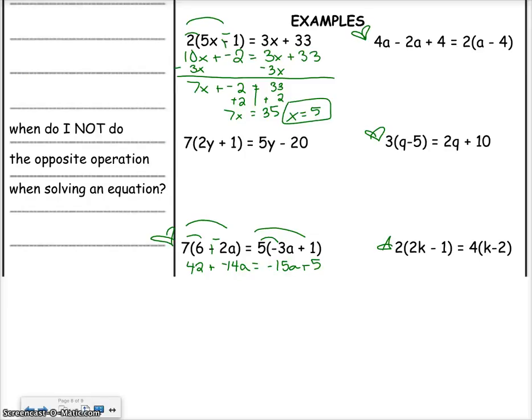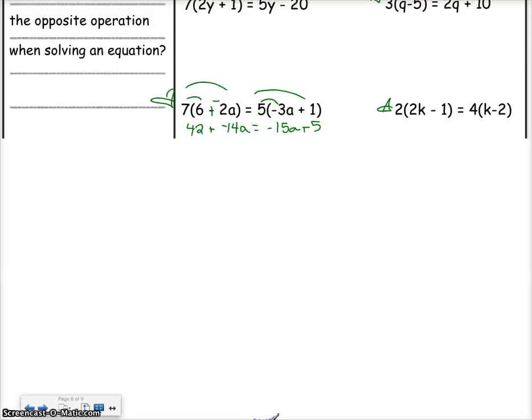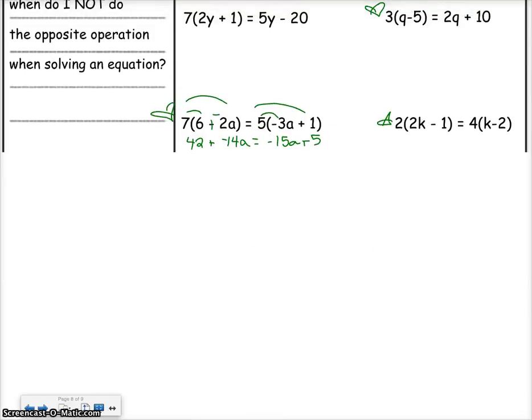Then I get my variable to one side. So you move your smaller one. Which one is smaller, negative 14 or negative 15? Negative 15 is smaller. The more negatives, the smaller it is. It doesn't matter which one you move, but it's nicer to move the smaller because you'll have less negatives.